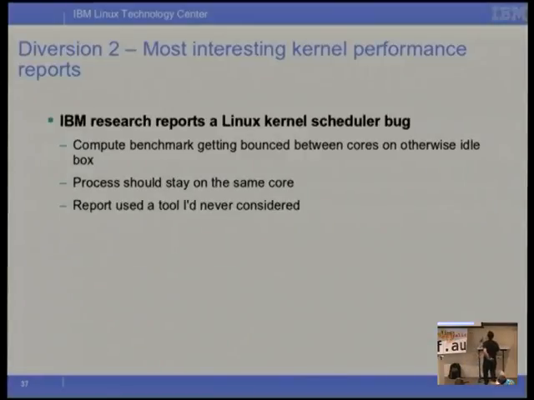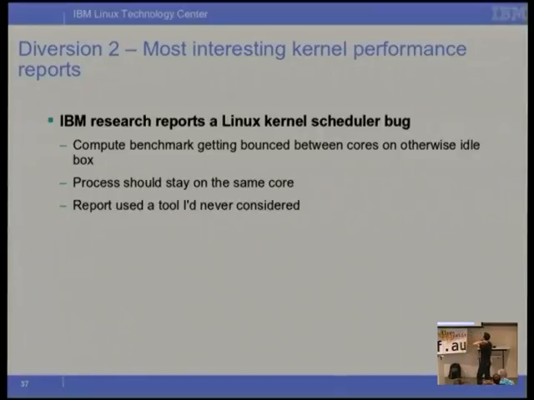Second diversion. In my years at IBM, I get a lot of weird bug reports. This was probably one of the weirdest, one of the most interesting tools that I've seen used. They had a compute benchmark, running on one core, and they came to me and said, there's a Linux scheduler problem, you've got to fix it. And I didn't exactly say prove it, but I said prove it. And they sent me this output, and they said, we're pretty sure it's a problem at your end, please fix.